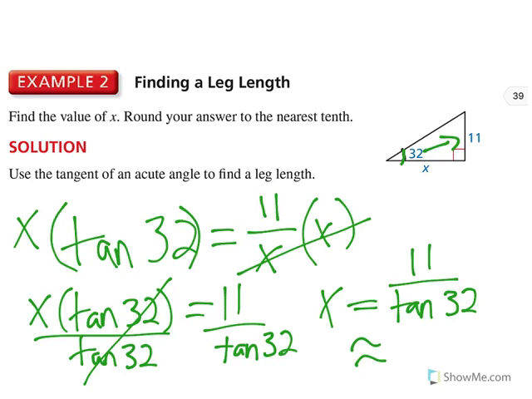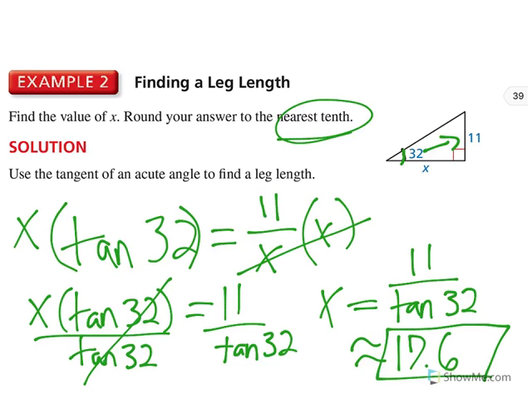And so when you do that, you're going to get a decimal. It says to round to the nearest tenths, okay? Nearest tenths place is 1 decimal place. Okay, so when I do that, I will get 17.6. So x is approximately 17.6 units long.